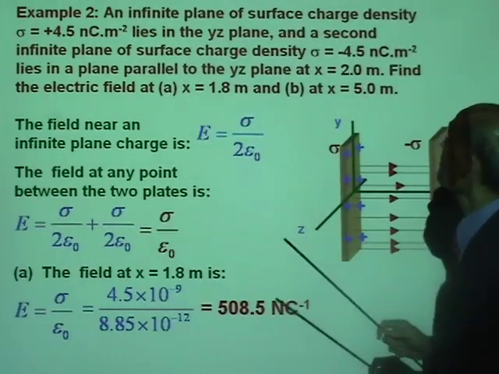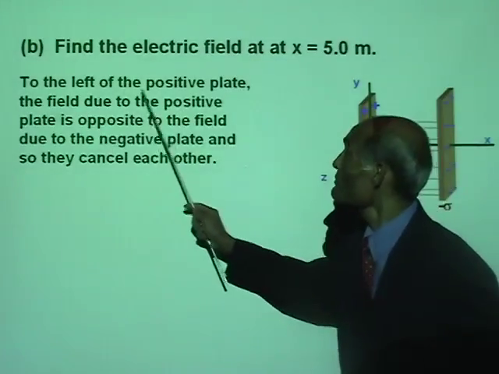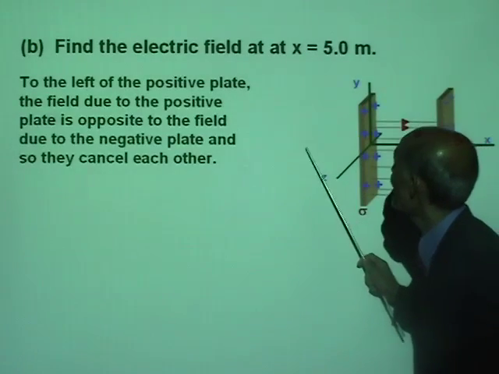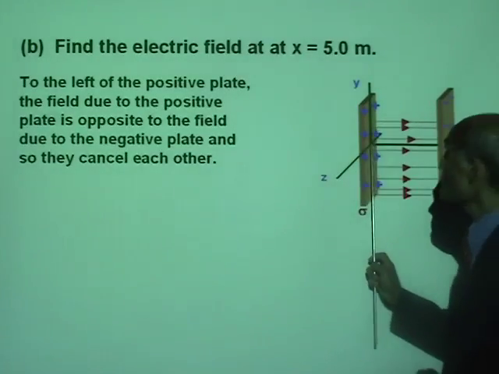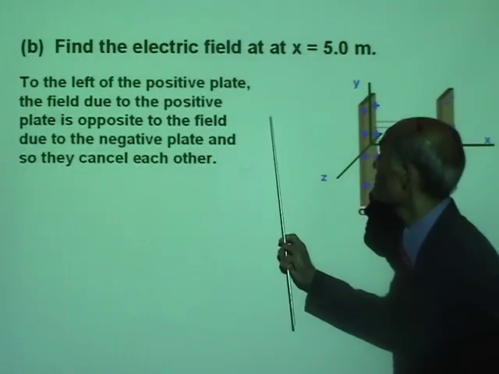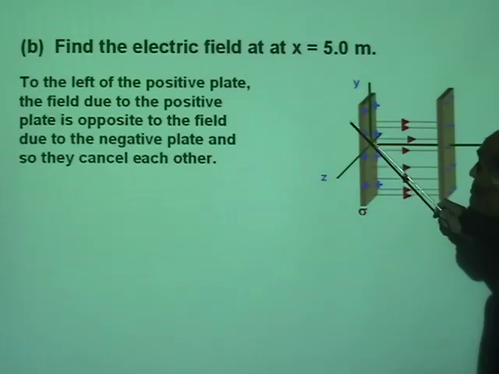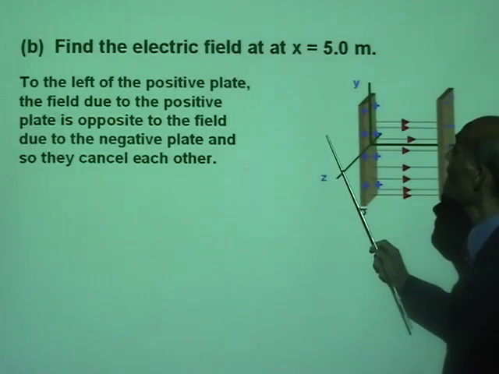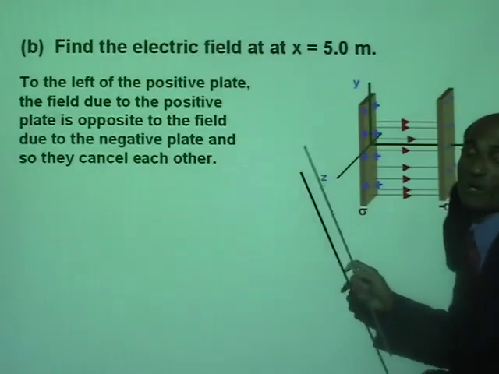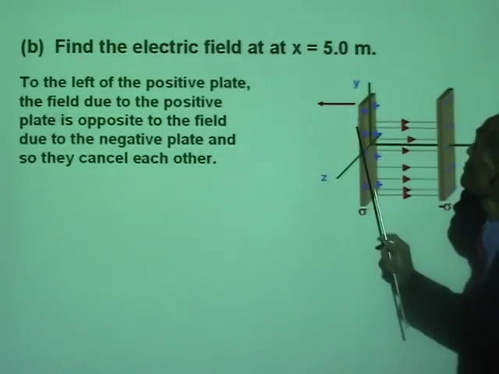Alright, let's find now the field at x equal to 5. Now, to the left of the positive plate, tell me what is the direction of the electric field to the left of the positive plate? To the left of the positive plate, there will be a field due to the positive plate directed to the left, and there will be a field due to the negative plate directed to the right. So at any point here, there will be field due to the positive and field due to the negative, but they are in the opposite direction. That's right. So what happens? They will cancel each other.